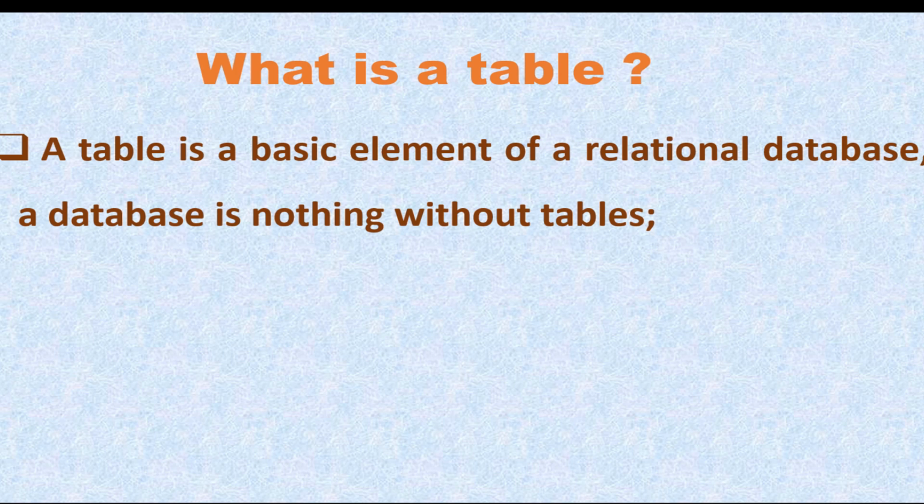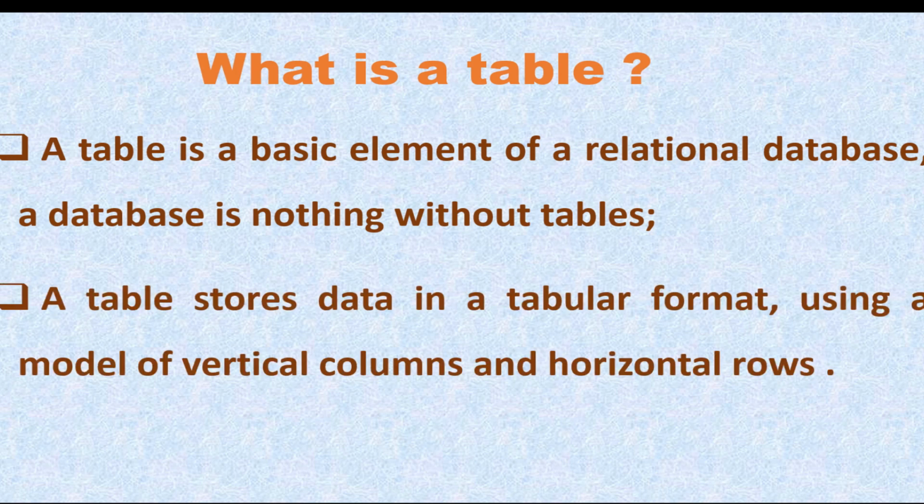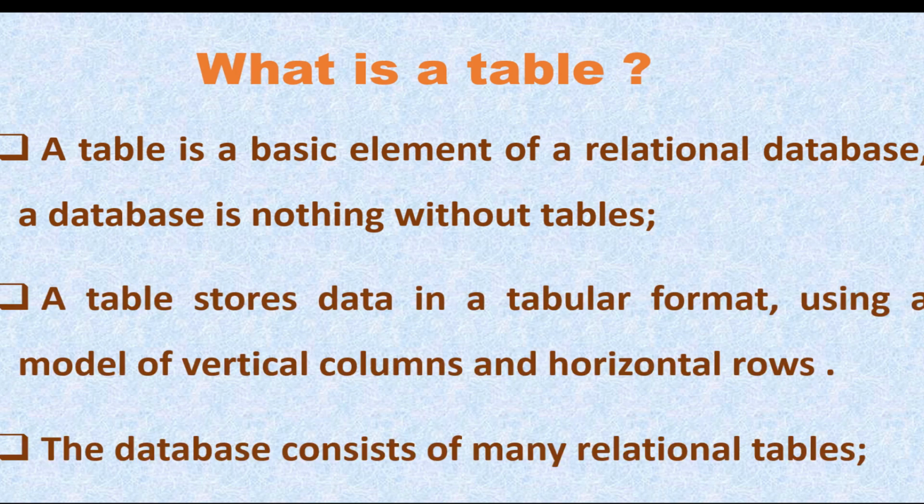Let's see now what a table is. A table is a basic element of a relational database. A database is nothing without tables. A table stores data in a tabular format using a model of vertical columns and horizontal rows. The database consists of many relational tables. I will explain now. A table is a basic element of a relational database. This means that a database is nothing without tables.